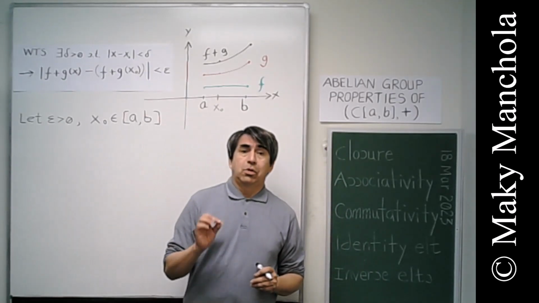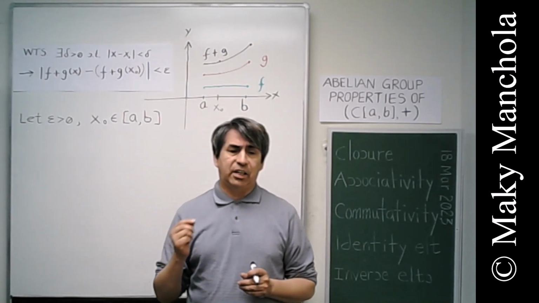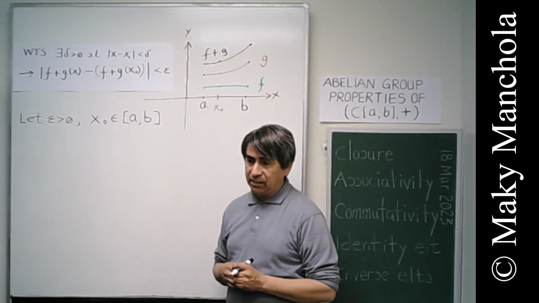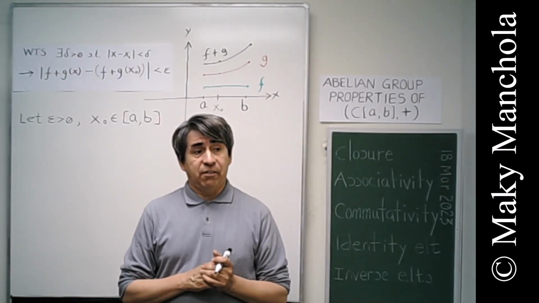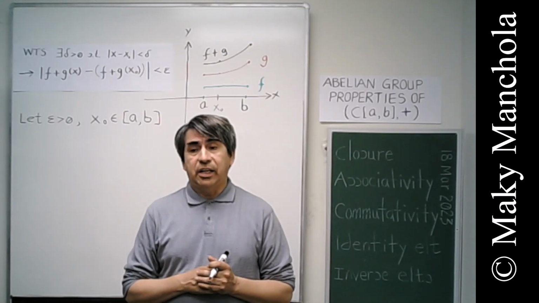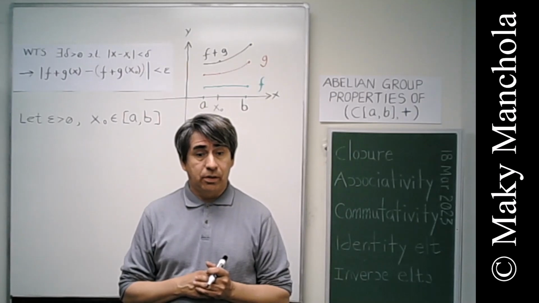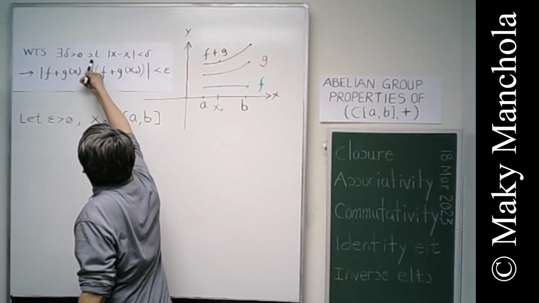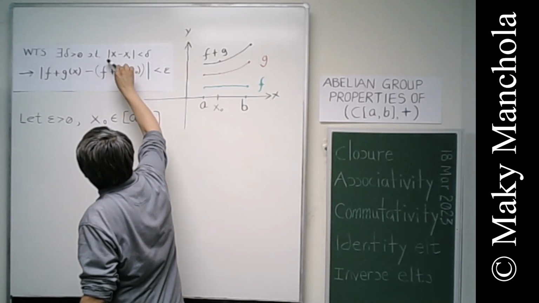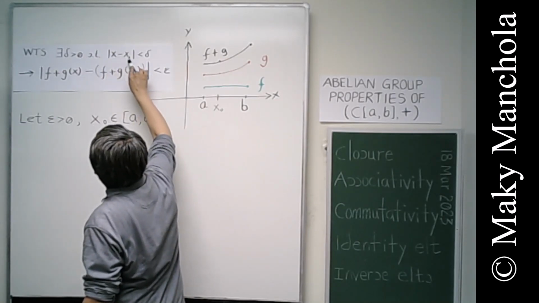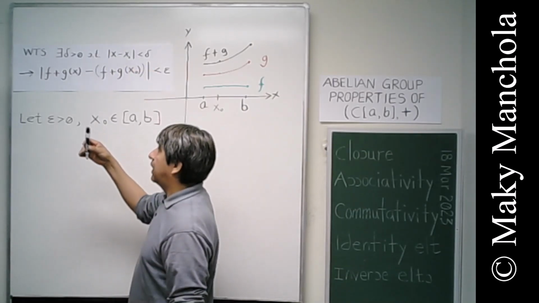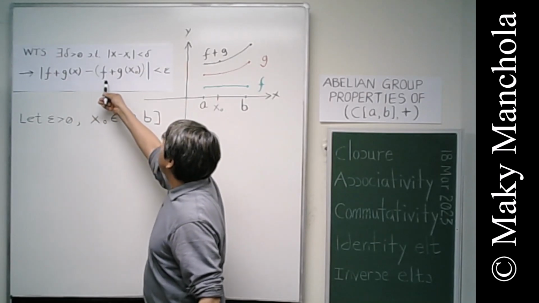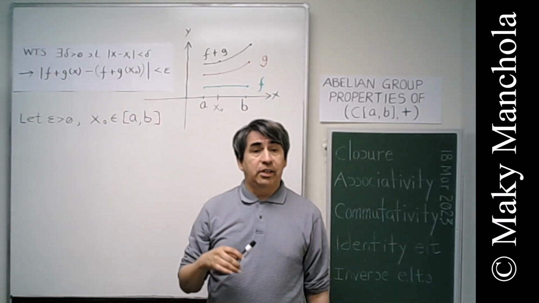Now, here is what we want to show. We want to show that there exists a delta greater than 0, such that if the absolute value of x minus x0 is less than delta, then the absolute value of f plus g evaluated at x minus f plus g evaluated at x0 is less than epsilon.